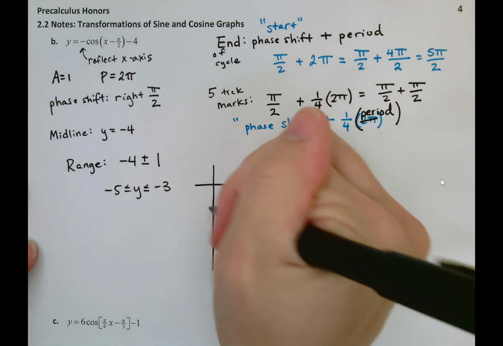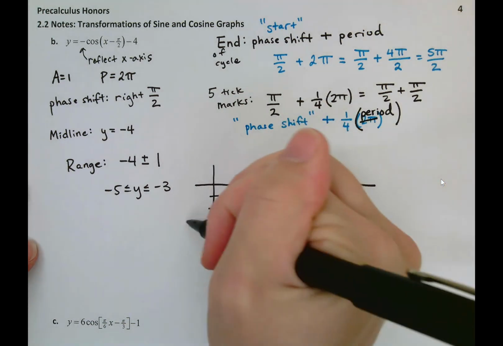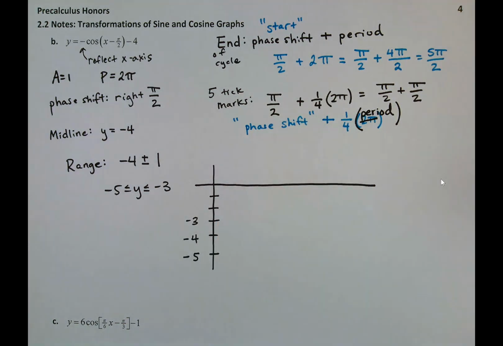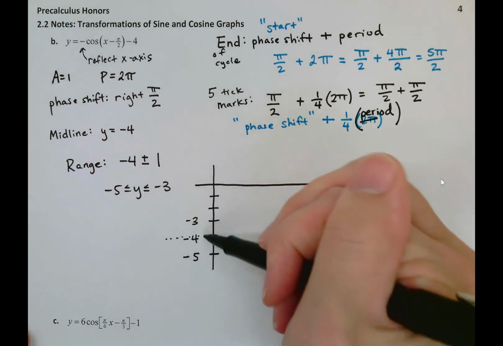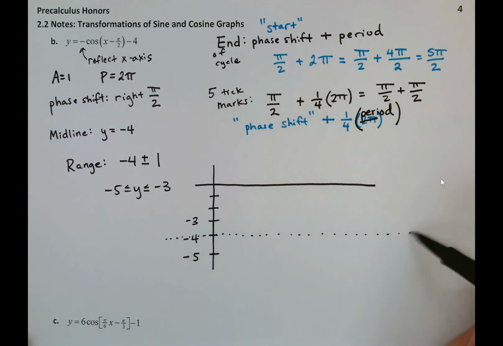So we're only going to be looking at that bottom quadrant. So I have -1, 2, 3, 4, 5. So really, I just care about the maximum point, the minimum point, and the midline, which would just be -3, -4, and -5 here. So remember, my midline is at -4, so we're going to draw a dashed line, and that's what my cycle is going to revolve around. And now let's do our tick marks.